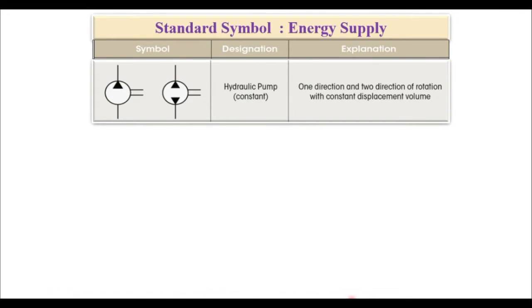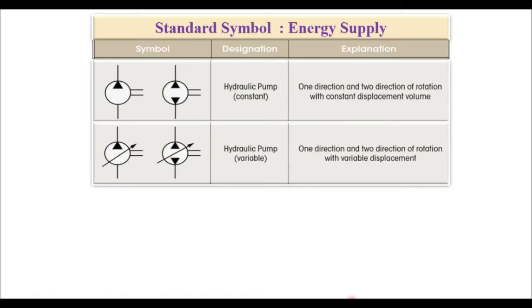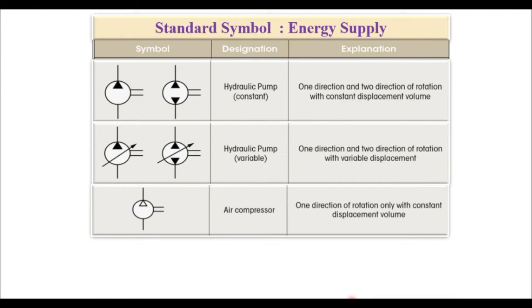Now generation components, energy supply. For a hydraulic pump, just draw a circle. In that circle, a filled triangle, and the apex is always outside. That's why it shows the fluid flow from this component. What does this indicate? One direction, two direction rotation with constant displacement volume. Now with an arrow put across, it means adjustment, a variable displacement pump. When this filled triangle is replaced by an empty triangle, it becomes a compressor.